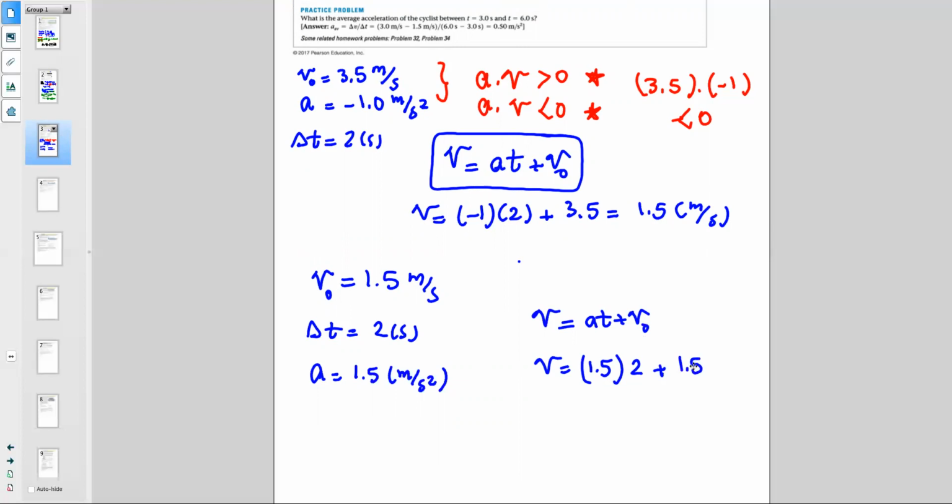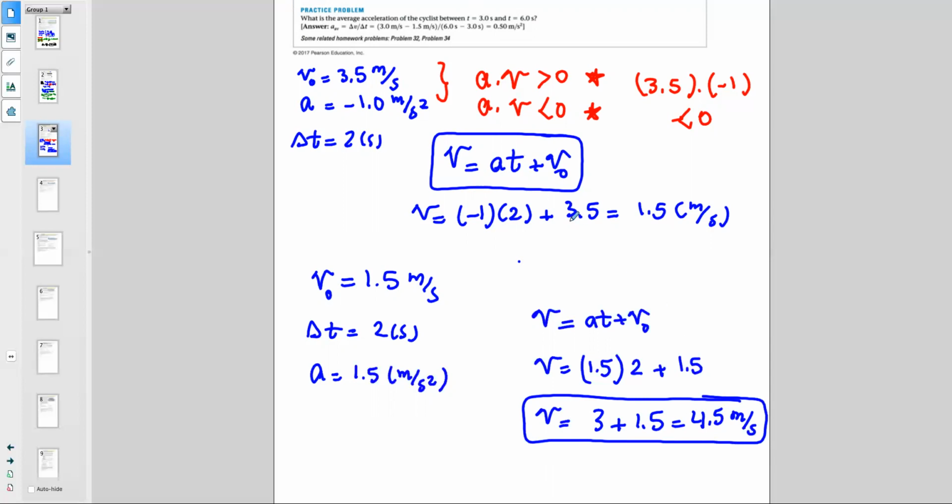This is why it is important to write down the things that you have, because v initial, v naught here, is 1.5. If you don't write things down, you're easily going to use 3.5, which is incorrect, okay? So now I have v initial. V final is 2 times 1.5 is 3, plus 1.5 is 4.5 meters per second. So that's the final velocity.